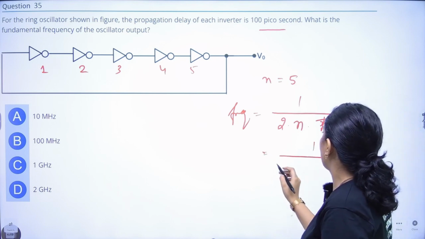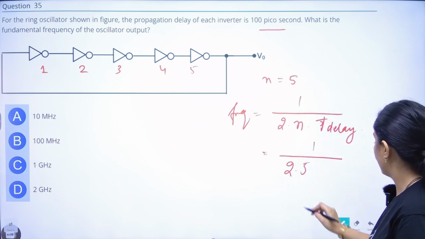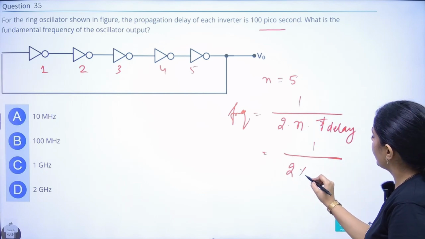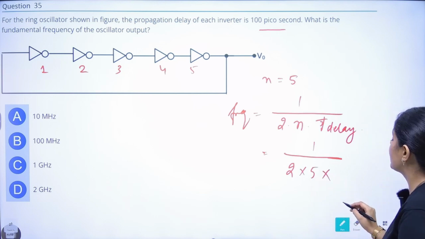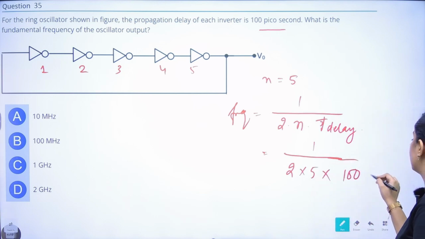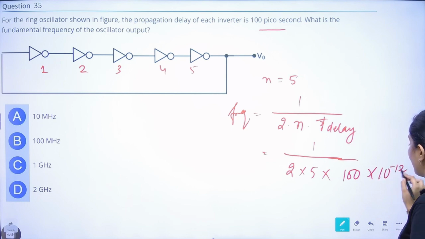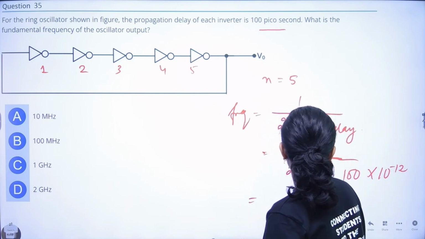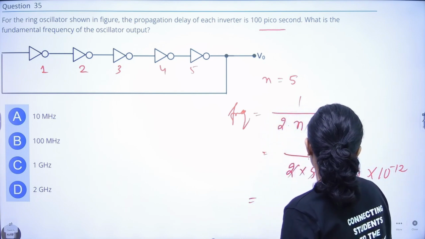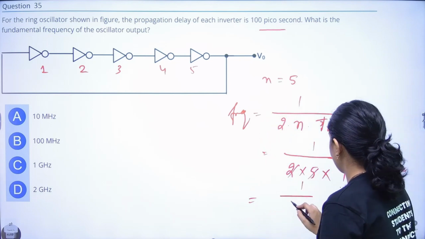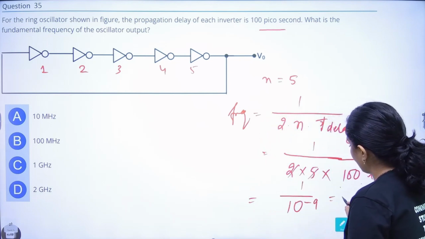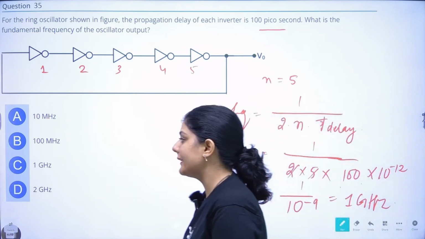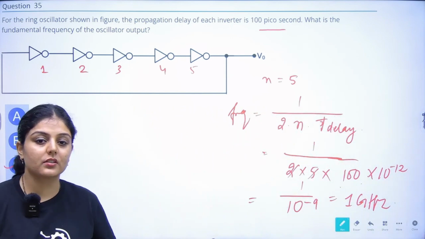So that will be 1 by 2 into 5, we have 5 NOT gates, 2 into 5 into the delay of each, which is 100 pico. 10 raised to power minus 12 is pico. So if you solve this, 1 by 10 raised to power minus 9, so it will become 1 gigahertz. So 1 gigahertz will be your correct option. So this is a fixed value.